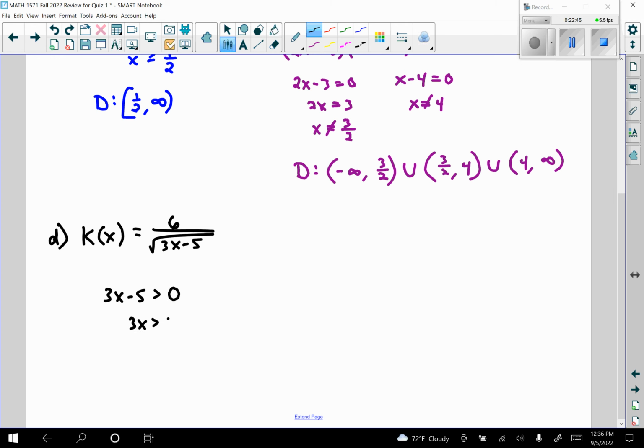Add 5, divide by 3. So here we're just not including the 5/3. So our domain, parentheses, 5/3, comma, infinity. So we're good at any value greater than 5/3.